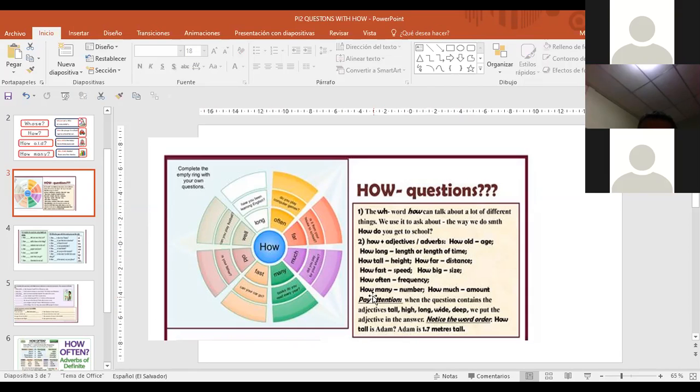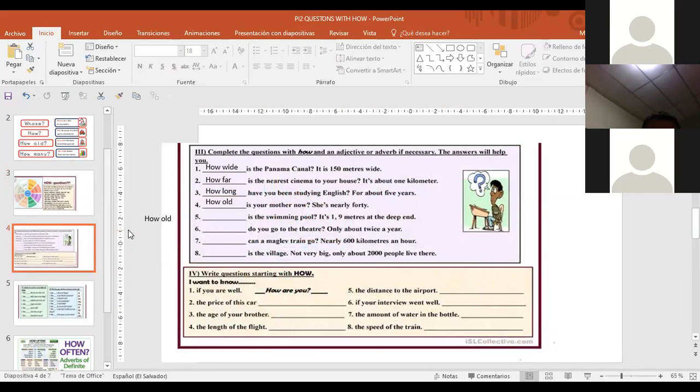We can say deep, wide, long, high, and tall. So it's deep, right? Deep. Very good. Oops, sorry.